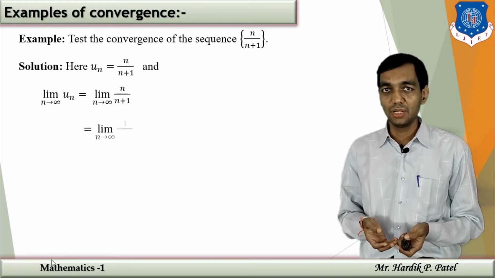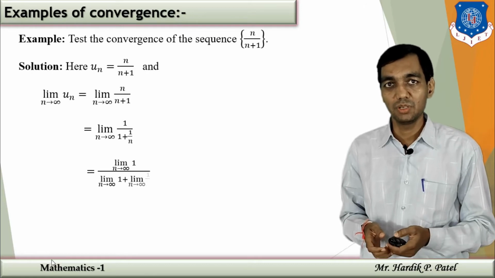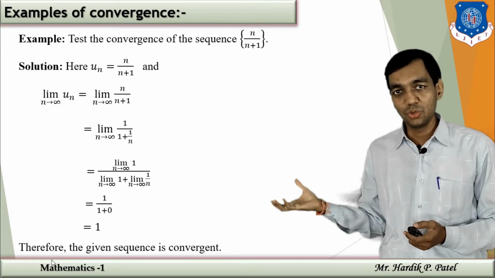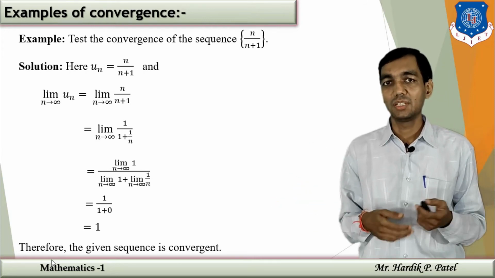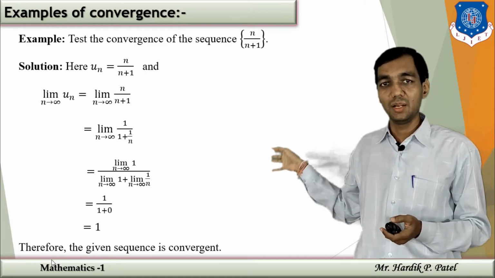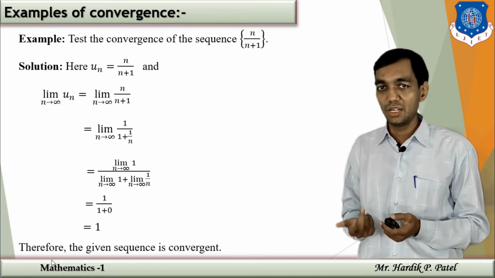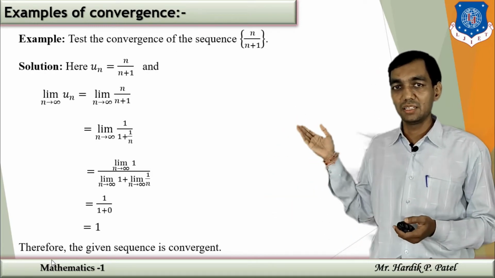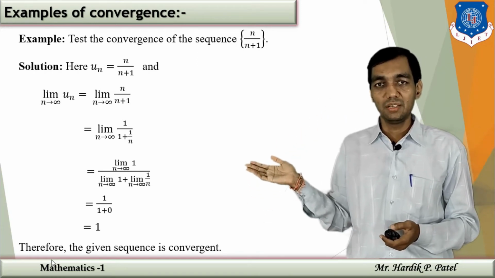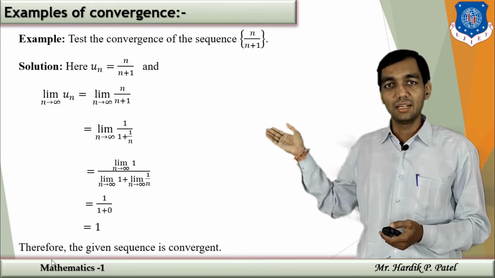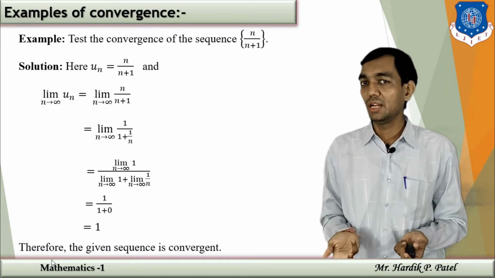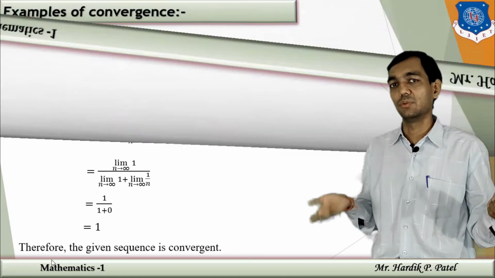The first example: we are going to test the convergence of the sequence n upon n plus 1. So here u_n is n upon n plus 1, and we apply the limit to u_n because we have to test the convergence. So apply the limit to n upon n plus 1 and divide numerator and denominator by n, and that will give you the limit as n tends to infinity of 1 upon 1 plus 1 by n. If you apply the properties of limit, then the limit can be separated and you will get 1 upon 1 plus 0, which is nothing but 1, and that is a finite unique limit. That's why this sequence is convergent.